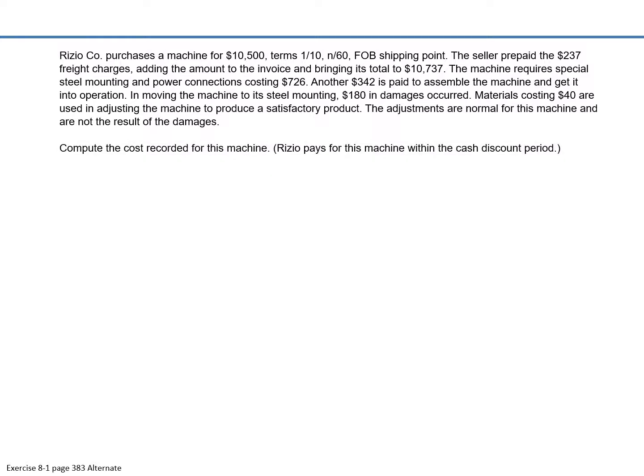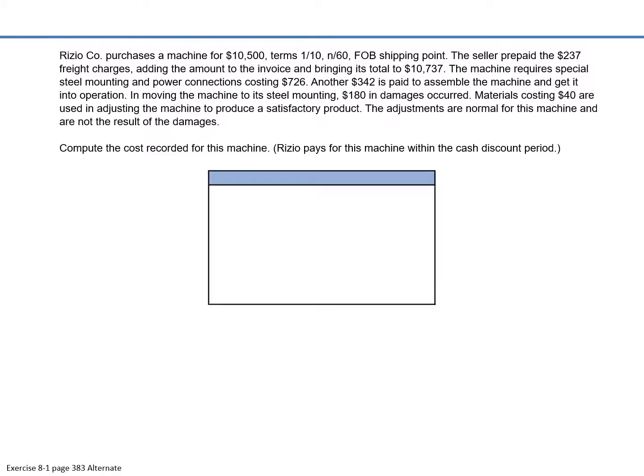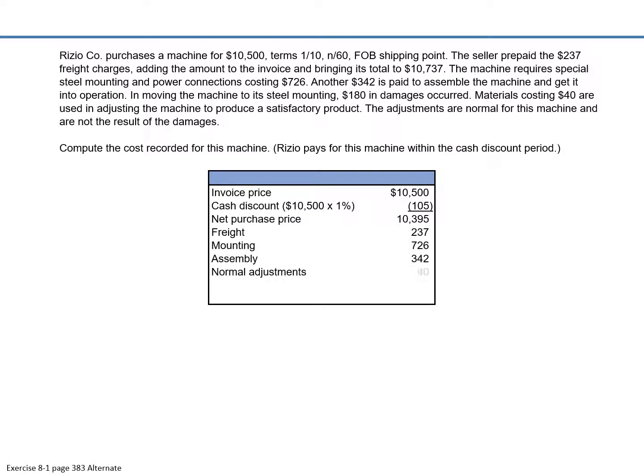All right. Why don't you take a minute and see if you can compute the cost of the machine in this problem. Same exact as the last one, just some different numbers. All right, so invoice price of $10,500. They tell us that they paid for it within the discount period, so we're going to include the discount. We're going to include all of the costs listed above except for that $180 worth of damages. So we have a total machine cost of $11,740. Okay, hopefully you did well on that one.